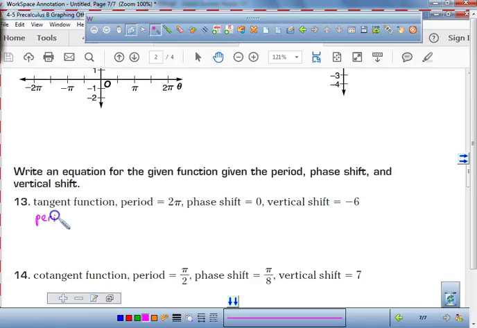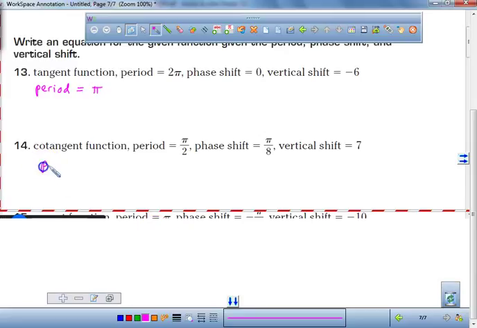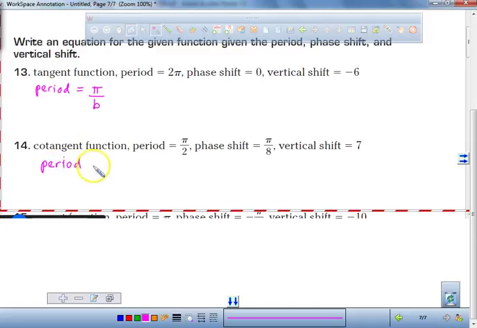The period for number 13, the period is going to be pi. The formula is pi over b. The period for cotangent is also going to be pi over b. So when you're dealing with tangent and cotangent, this is going to be the formula that you're going to use to help you guys find your value for b in your tangent function or your cotangent function.